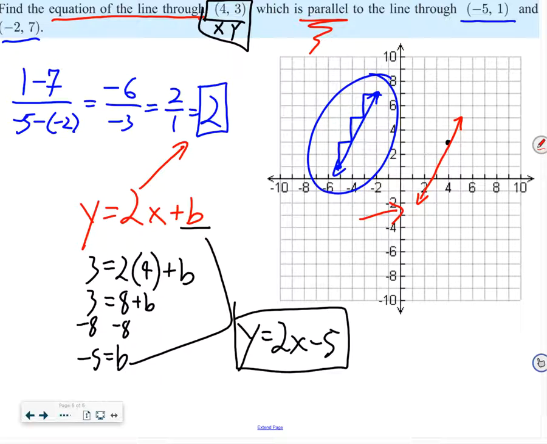Well, I like to see if this makes sense. So if I drew this line and I go over 1 down 2, over 1 down 2, over 1 down 2, over 1 down 2 there, notice my y-intercept would be negative 5 here, and I have this line that goes up like that forever and down like that forever.